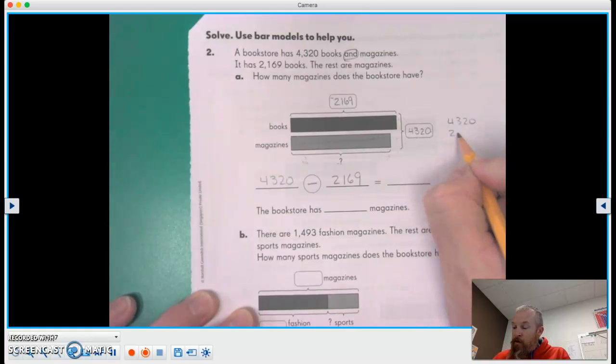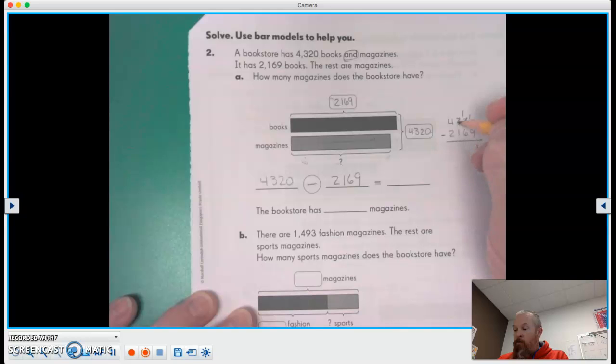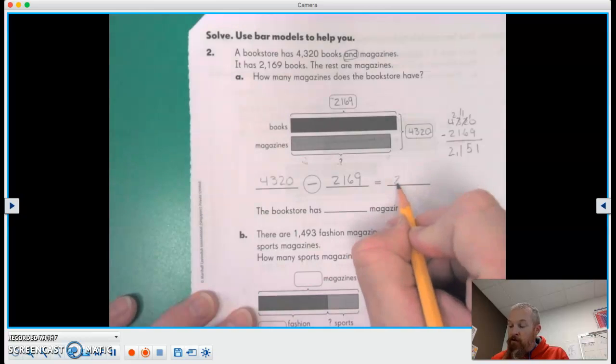4,320, 2,169, subtract. More on the floor, borrow from next door. 10 minus 9 is 1. More on the floor, borrow from next door. 11 minus 6 is 5. 2 minus 1 is 1. 4 minus 2 is 2. So this tells us how many magazines there are.